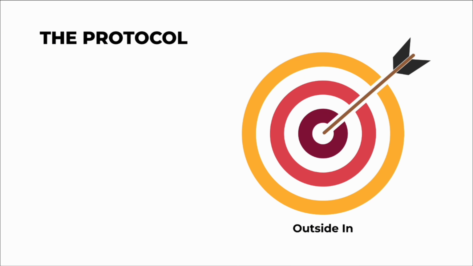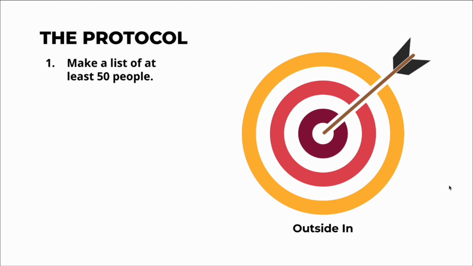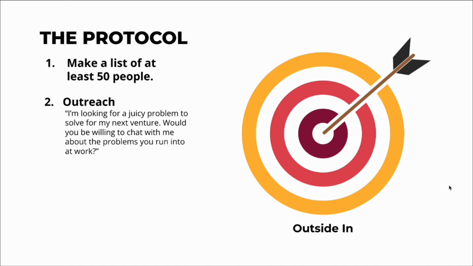So let's talk about the protocol. This is what you're going to do to find outside in problems. First thing is you're going to make a list of 50 people. You're going to go through your social connections. You're going to go to LinkedIn. You're going to make a list of all the people that would be willing to take a meeting with you to talk about their problems. These could be family. These could be friends. I'm sure anyone could make a list of 50 people, and those 50 people probably have unique problems that they would like solved.